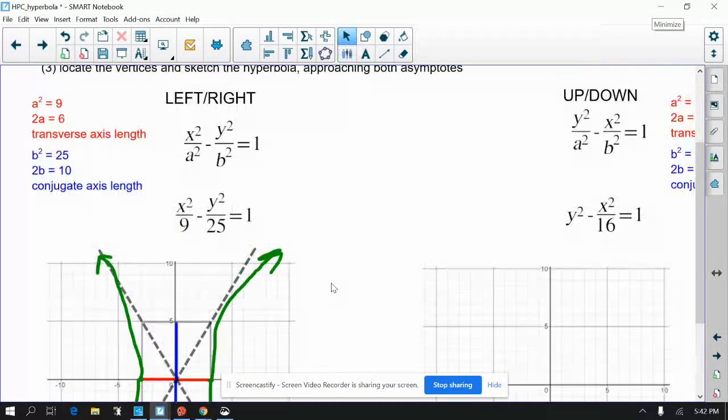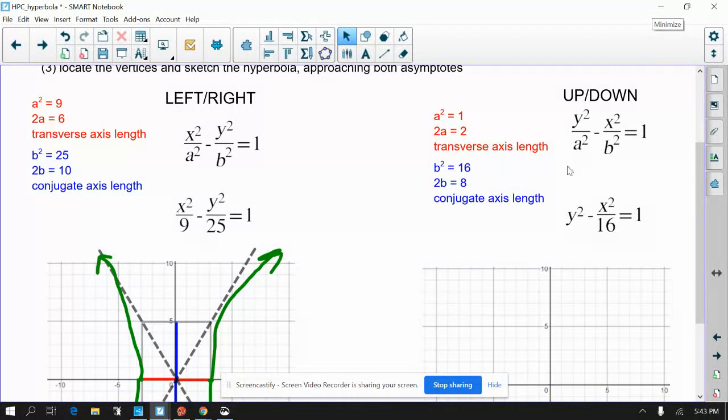So let's try again. This one is facing up and down. The only reason I know that is because Y is mentioned first. You're subtracting, so order matters. Y is mentioned first, so that's going up and down. My A squared is 1, which means A is 1, so 2A is 2. My transverse axis will be 2 long. And then B squared is 16, which means B is 4, which means the conjugate axis will be 8 long.